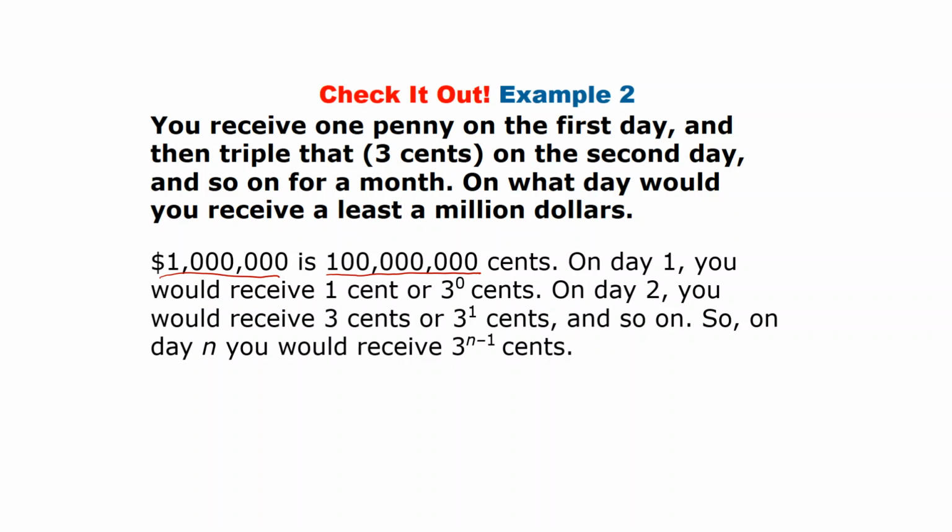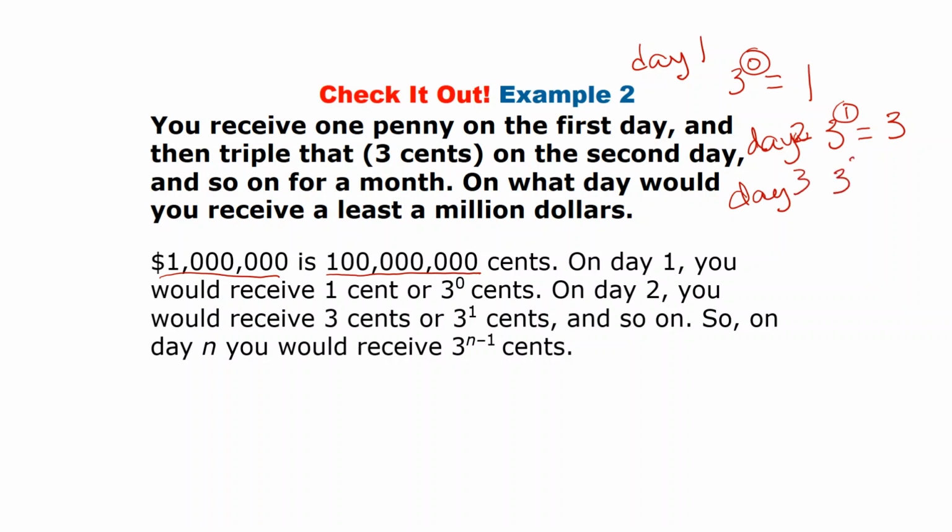And then on day 1, you would receive 1 cent. So we're going to say 3 to the 0 power equals 1 cent. But remember that 0 power is actually day 1. All right. On day 2, which is going to be 3 to the first power, we would receive 3 cents. And that's actually day 2. On day 3, we would say that's 3 squared, which would be 9.